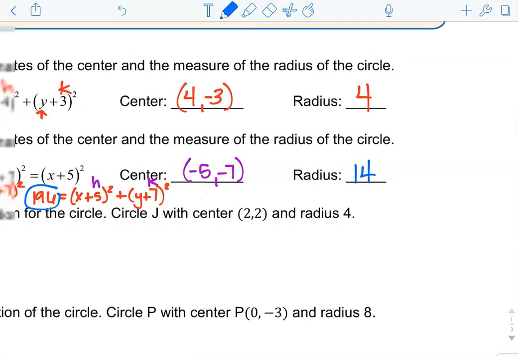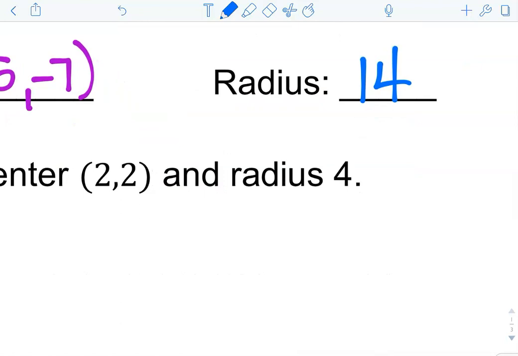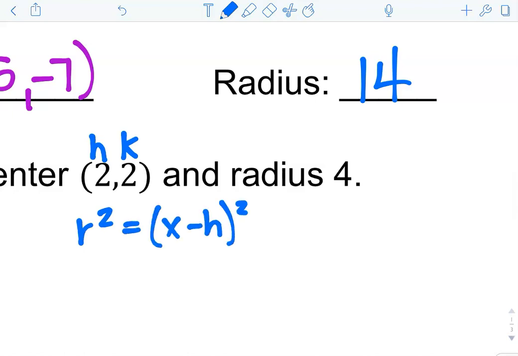Let's take a look at the next example. It says write the equation for the circle J with center 2, 2 and radius 4. So the center we know is HK. I'm going to go ahead and write down my formula. R squared equals x minus h squared plus y minus k squared. So h, k and the radius are the three things we need to be able to write our equation, and they give us those three things.